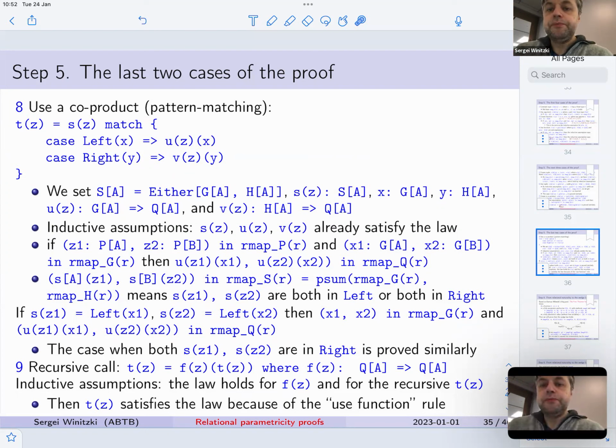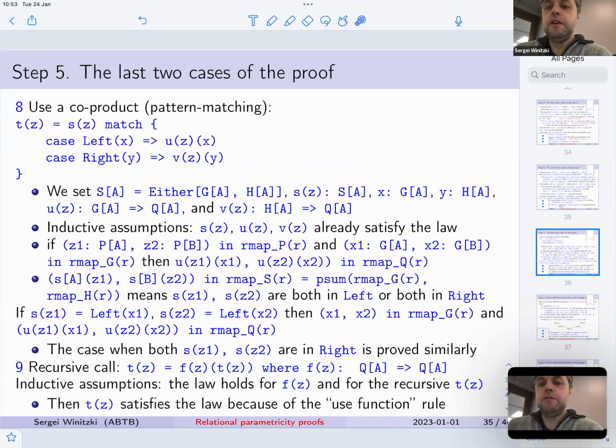Now, the inductive assumption for S also needs to be used, and that is that the function S of Z1 and S of Z2 is in the lifting to S, which is the pair sum of lifting to G and lifting to H, which means that either S of Z1 and S of Z2 are both in the left side or both in the right side. And if they're in the left side, then the values they're wrapping must be in that relation. If they're in the right side, then must be in that relation.